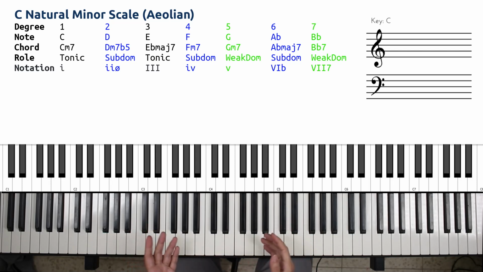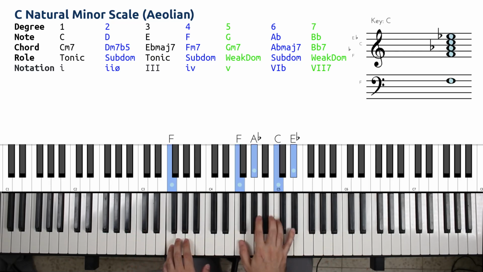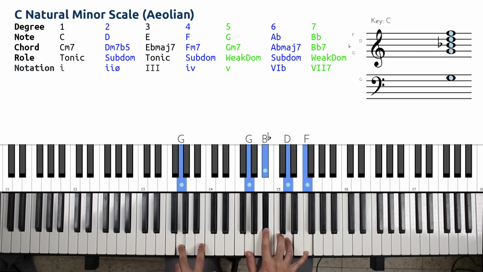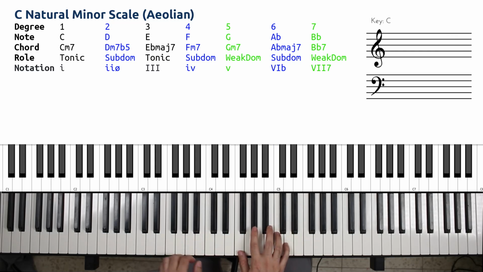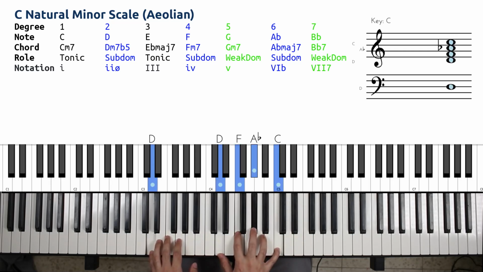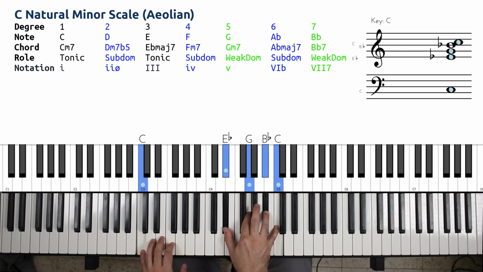So in this scale, a subdominant to dominant, or to weak dominant actually, to a tonic would sound like this. The 4-5-1 would be F minor 7, G minor 7, C minor 7. While a 2-5-1 would be D half diminished, G minor 7, C minor 7.